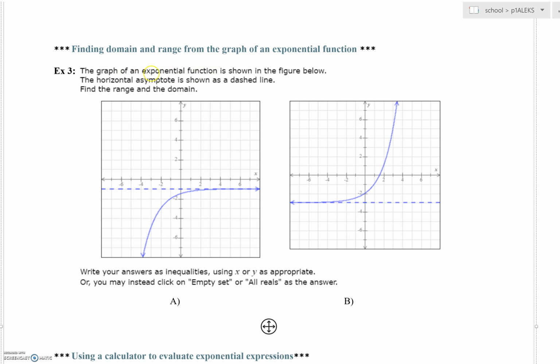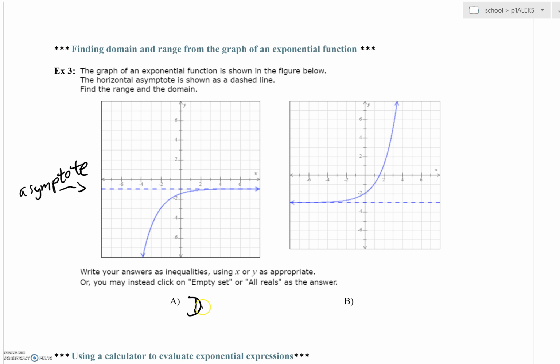And as we read this, the graph of this exponential function is shown below. And the horizontal asymptote is a dashed line. So you're going to notice that this right here is a line that your curve will never touch. And your y values will never even be achieved there. It just gets closer and closer to that.